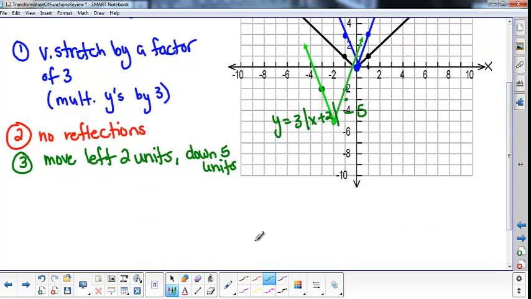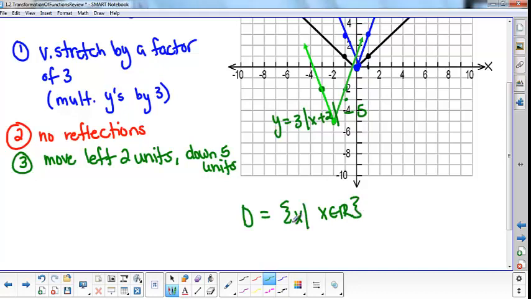Remember, domain, again, is the possible x values. Because the arrows indicate that we can go on and on forever, both left and right, we say that x is an element of the real numbers. Our range, however, is no lower than -5. So our graph is above -5, so we say that y is greater than or equal to -5.